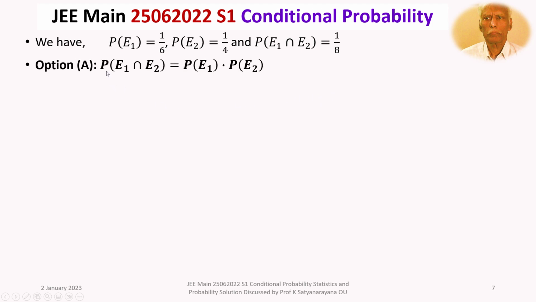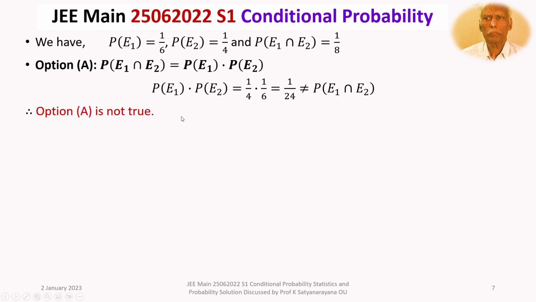Option A. Probability of E1 intersection E2 is probability of E1 into probability of E2. Is this statement correct? So let's verify. Probability of E1 multiplied by probability of E2. Probability of E1 is 1 by 6, probability of E2 is 1 by 4, multiplied gives 1 by 24, which is not equal to 1 by 8, that is probability of E1 intersection E2. So they are not equal. Therefore, our option A is not true.